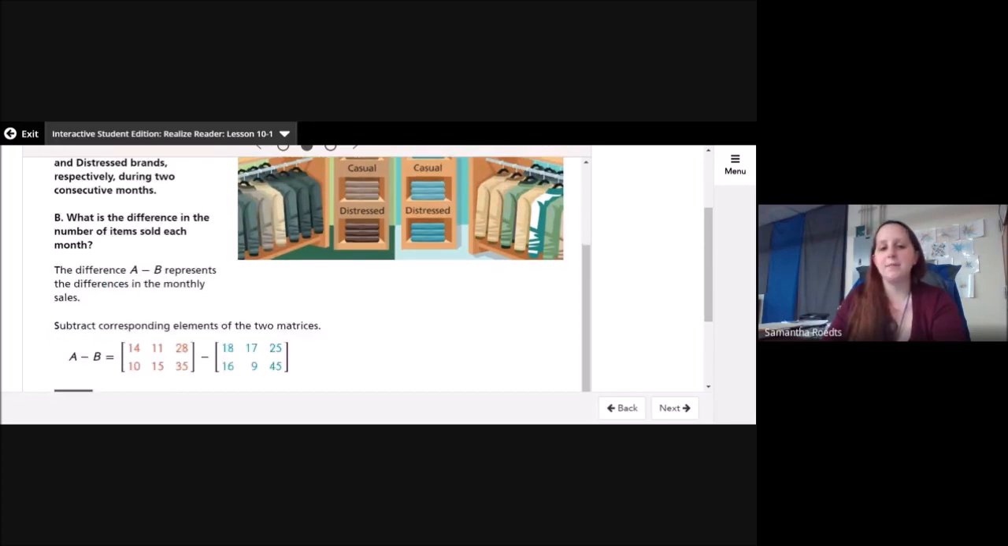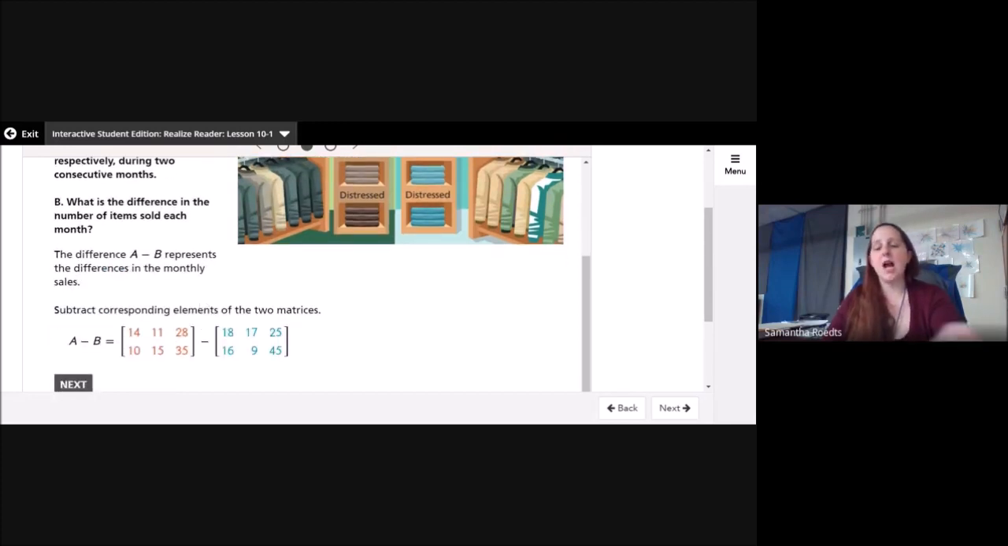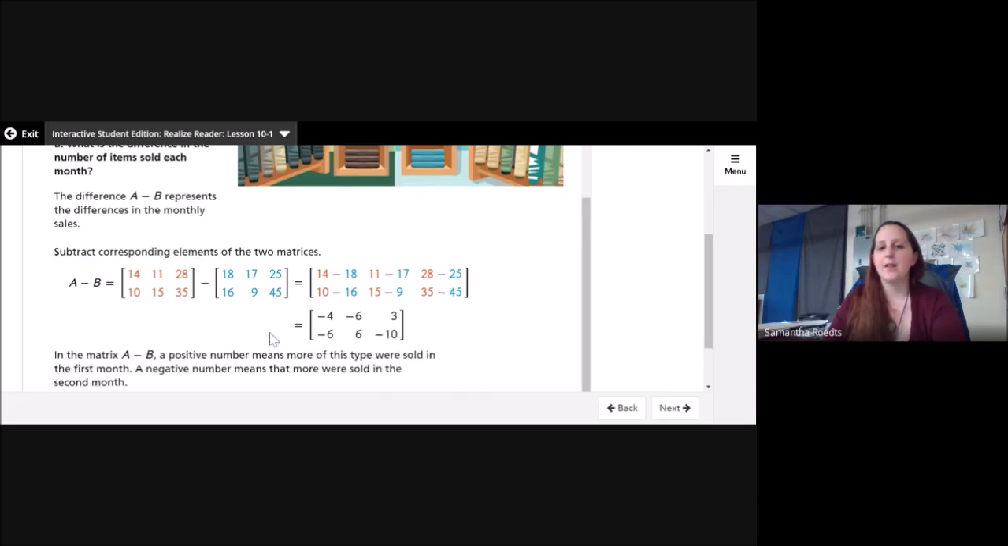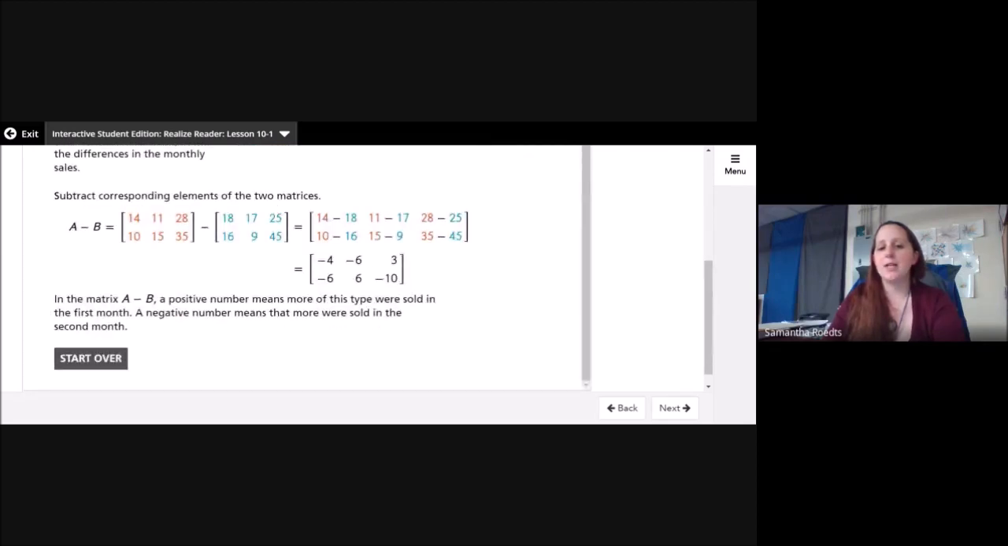So A minus B. I just subtract 14 minus 18, 11 minus 17, 28 minus 25. So I get -4, -6, 3, -6, 6, and -10. In the matrix A minus B, a positive number means more of this type were sold in the 1st month. A negative number means that there were more sold in the 2nd month.